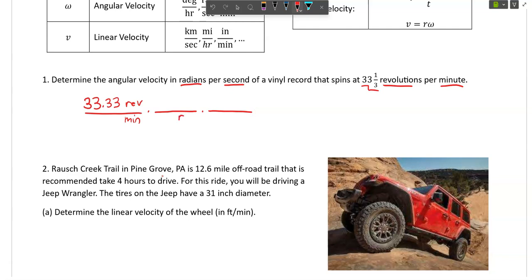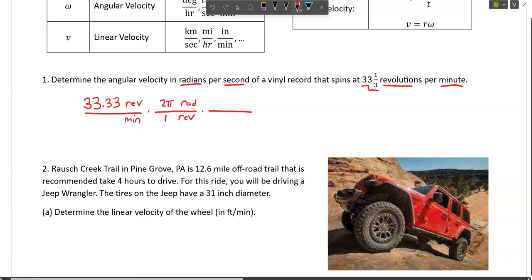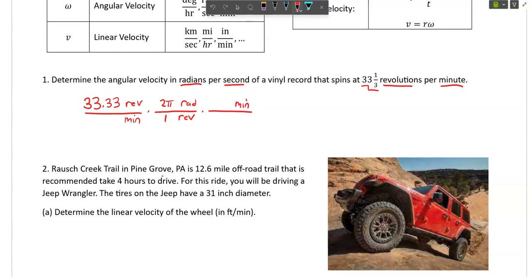So let's start with revolutions. I'm going to put the revolutions down the bottom so that they cancel out, and radians up top. I know that one revolution is equivalent to 2 pi radians. The second calculation is I need to move my minutes up top so that the minutes unit cancel. And what do we want? Seconds. So 1 minute is equal to 60 seconds. So revolutions cancel, minutes cancel, and before we do all of our math, you'll see that we're going to end up having this in radians per second.